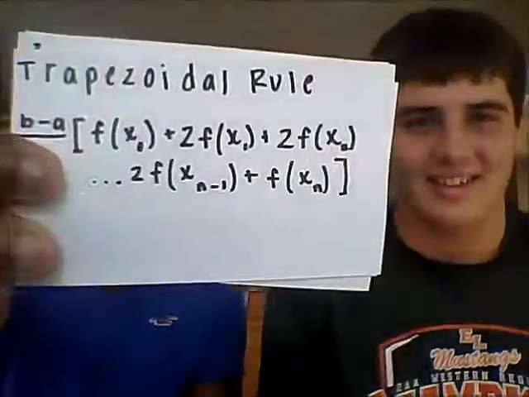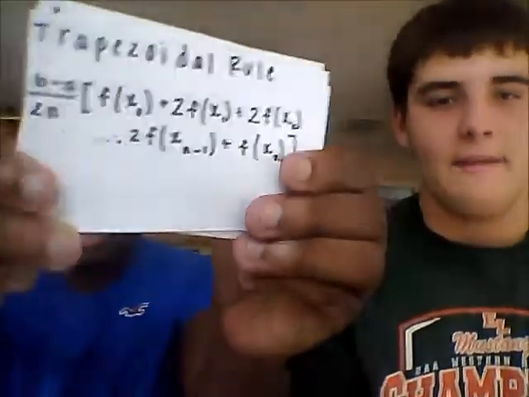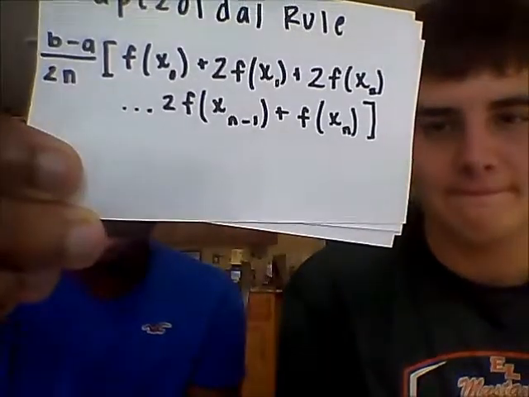Today we're going to learn about trapezoidal and Simpson's rule. Here's the formula for a trapezoidal rule. Here's an example.